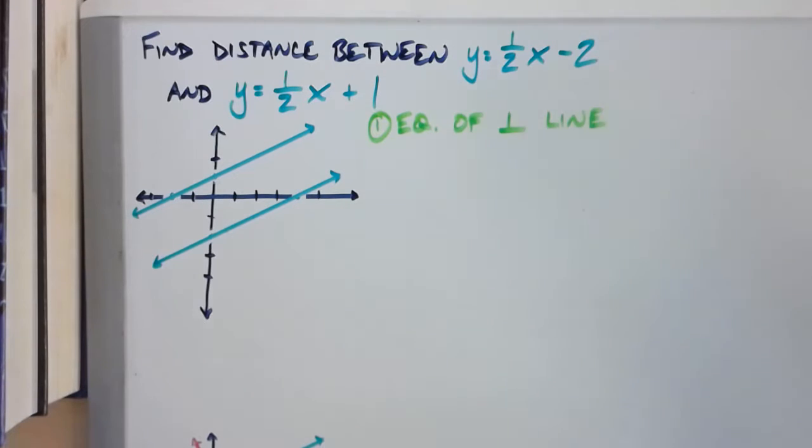All right, Chapter 10, Section 5. This is our second example from the Section 5 notes on using parallel and perpendicular lines.